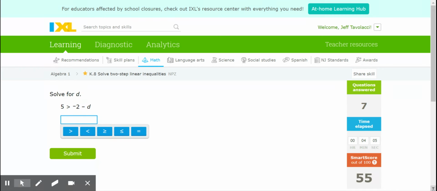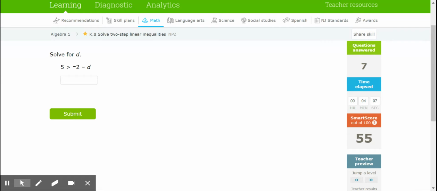Okay, now one of the things that I recommend in this is the negative sign could cause a problem if I had to divide, but remember, I'd prefer to have my variable on the left-hand side. So I'm going to add d to both sides. That means d plus 5 is greater than -2. We would subtract 5 from both sides, and d is greater than -7. That's not the only way to do it, but I think it's the most efficient way, and I don't have to divide by a negative.